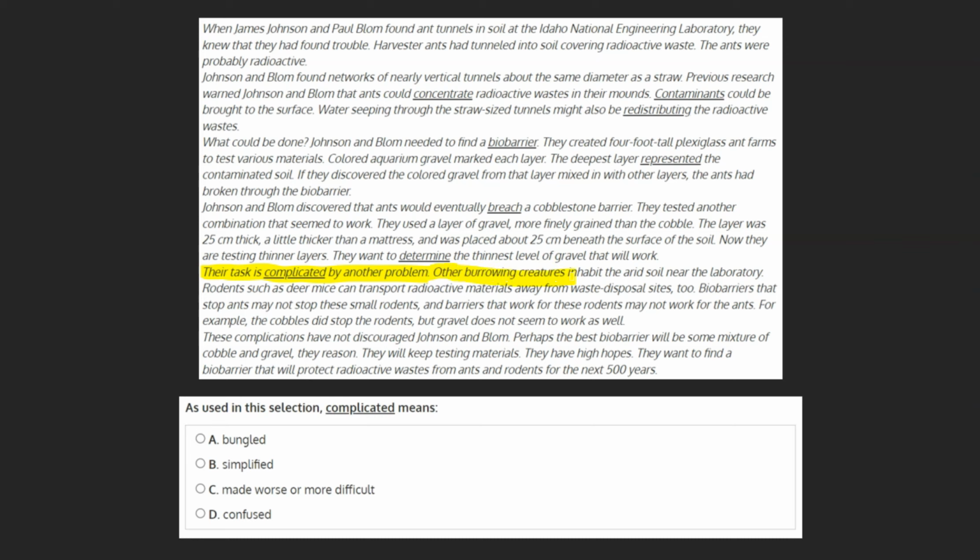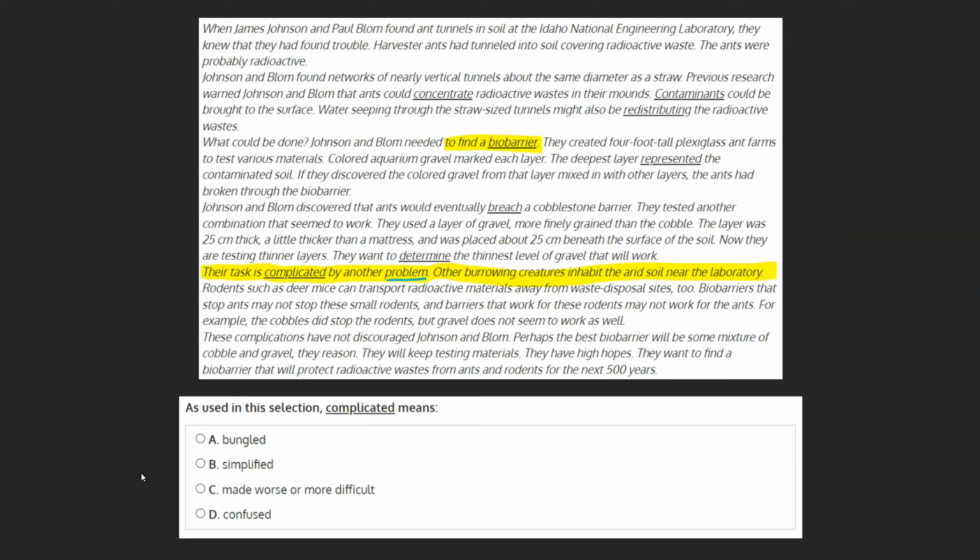Other burrowing creatures inhabit the arid soil near the laboratory. The usage of the word problem indicates to us that whatever complicated is, it's nothing good. Because we know that the goal of the scientists is to supply a biobarrier to prevent the ants from getting through, we can understand that having other creatures in the soil will only make their job more difficult.